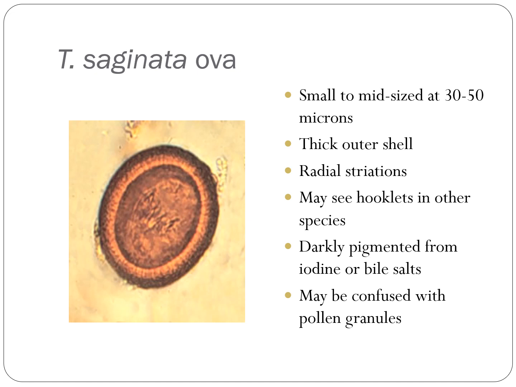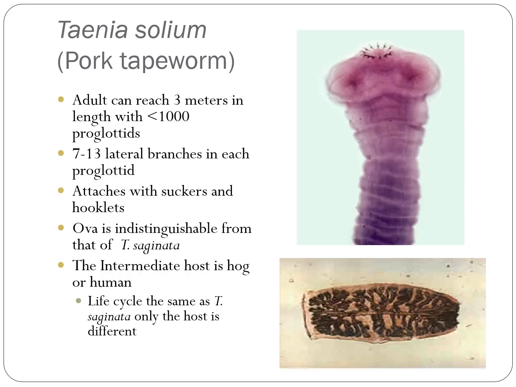We're usually going to be able to diagnose this by finding the ova in stool or finding the proglottids in stool. Taenia solium is the pork tapeworm. The cyst can actually lodge in the human brain of the host. Now this never happens with Taenia saginata, but it does happen with Taenia solium. The adult can reach 3 meters in length with about 1,000 proglottids or less. Lateral branches in each proglottid are going to number about 7 to 13. They are less than 15.